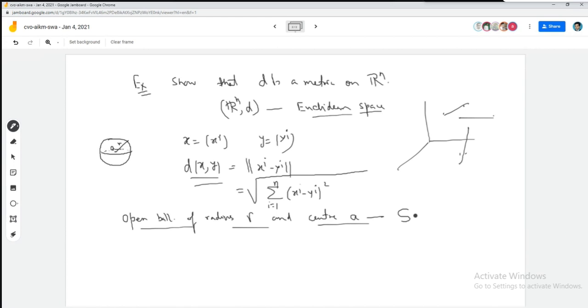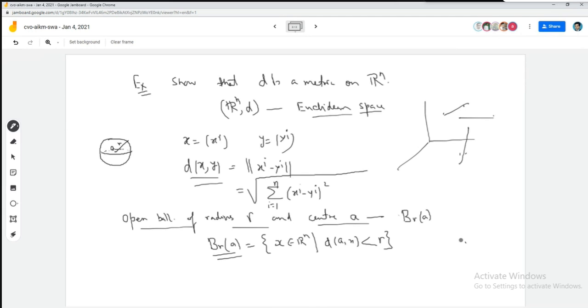So this is denoted by B, for ball. In some books it is also called a sphere, but it's better to call it a ball. So, the open ball centered at the point A and radius R. The definition is that it is the collection of all those points x of Rn such that the distance between A and x is less than R. This is the definition of open ball.